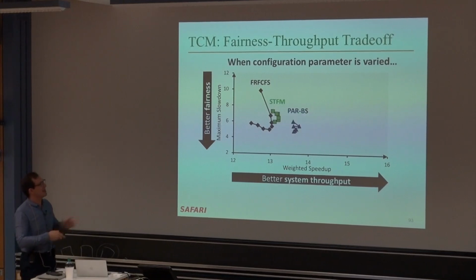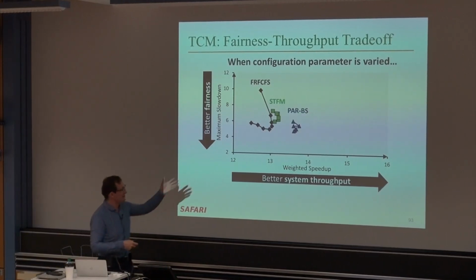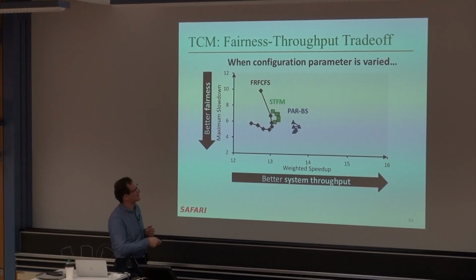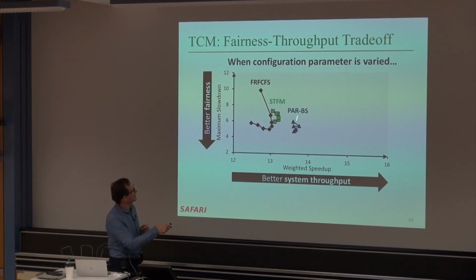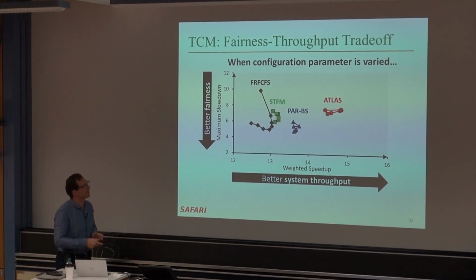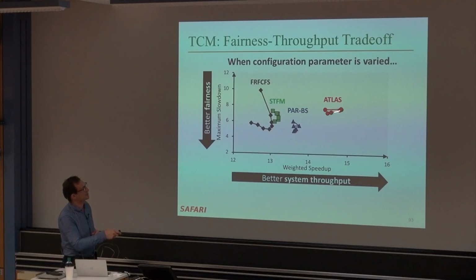PAR-BS has another marking cap. If you change the marking cap, you move like this. Basically, your performance doesn't change that much, maybe. It changes a little, but your fairness changes a lot. ATLAS has this, I believe this is a quantum or interval length. Basically, it moves like this.